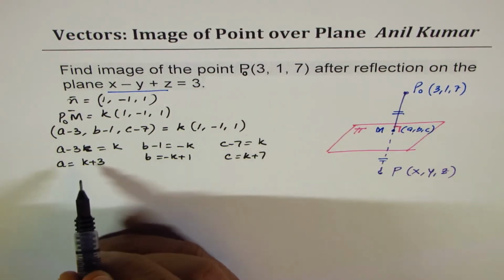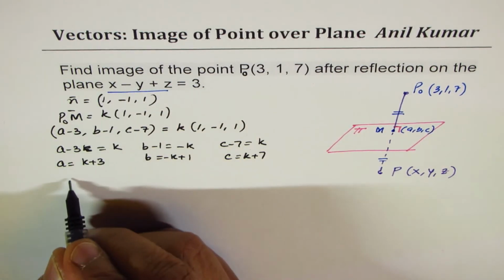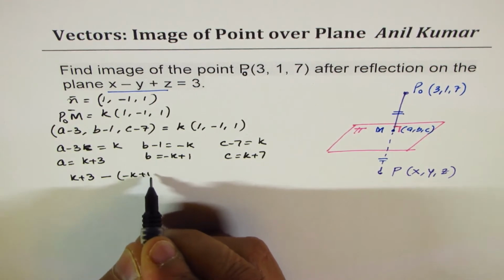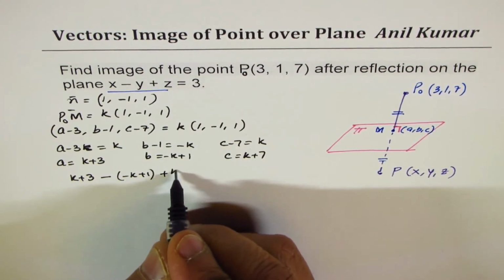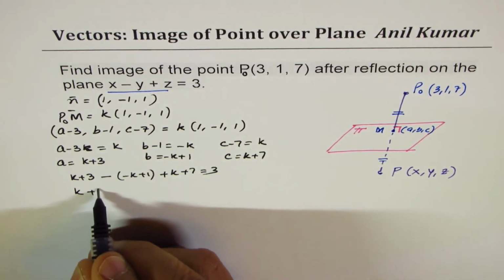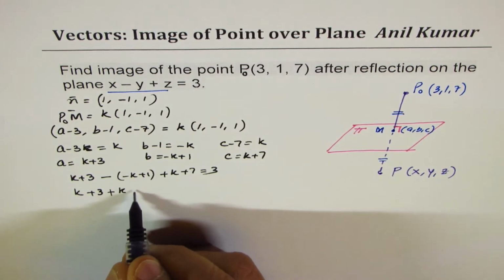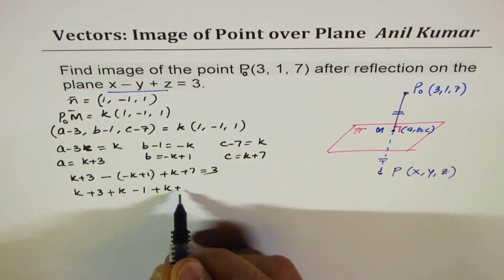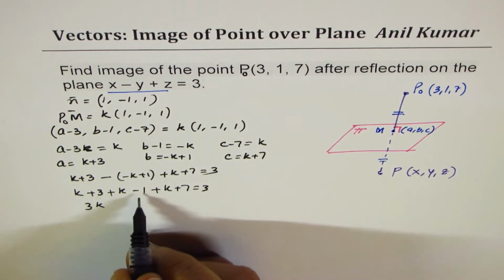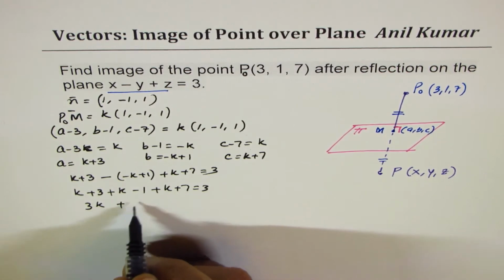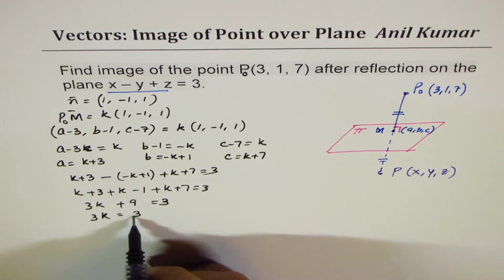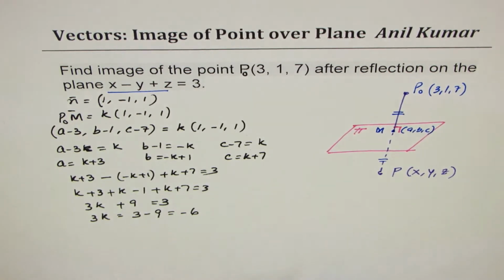So after substitution, A is the X value, so we get K plus 3 minus K plus 1, and for Z, K plus 7 is equal to 3. So we can solve for K now. So we get K plus 3 minus becomes plus minus plus K plus 7 is equal to 3. 1, 2, 3K. 3 minus 1 is 2 plus 7 is 9 equals 3. So 3K equals 3 minus 9, which is minus 6.